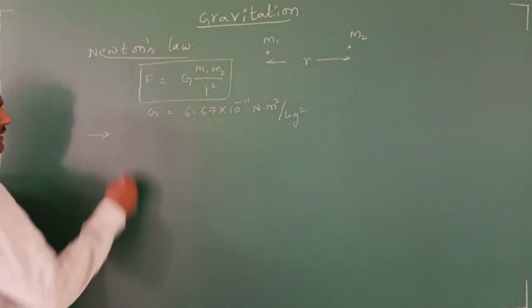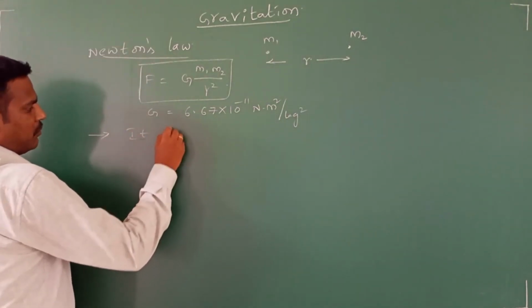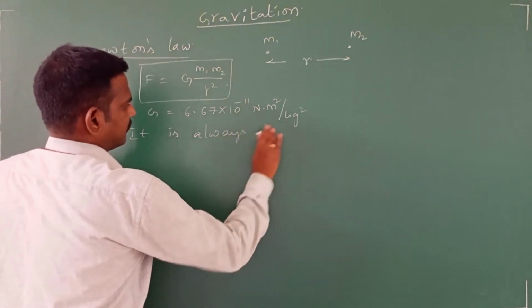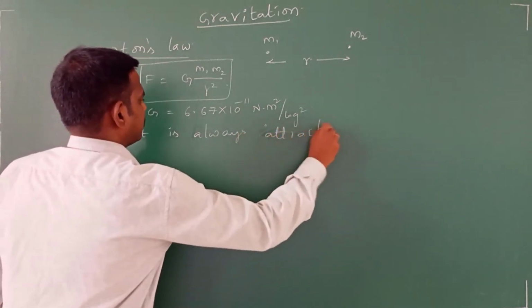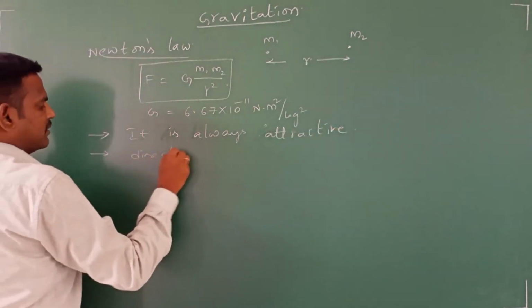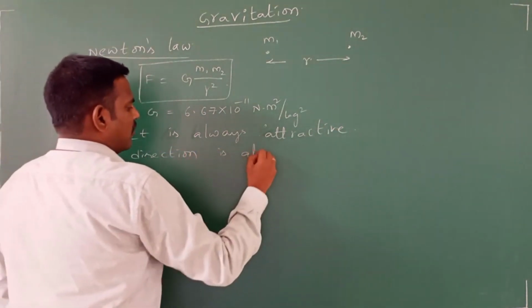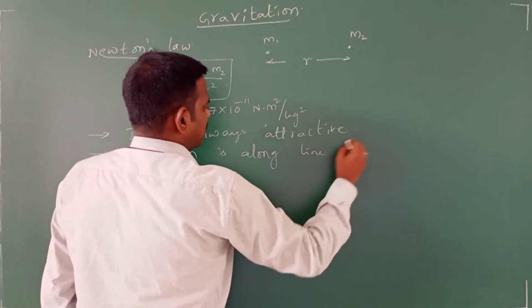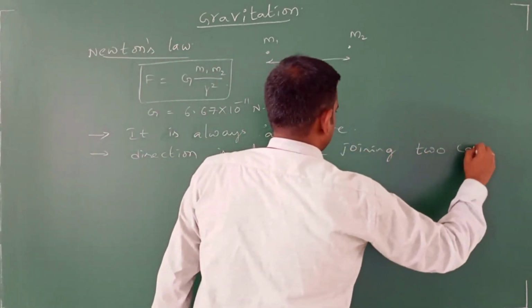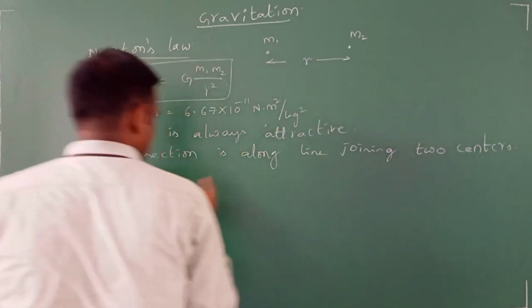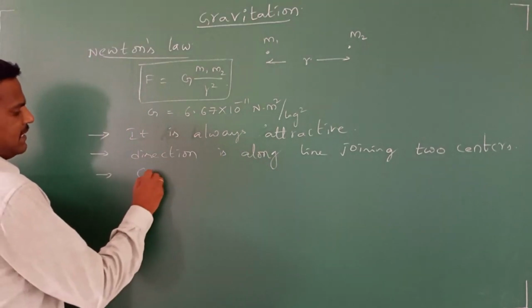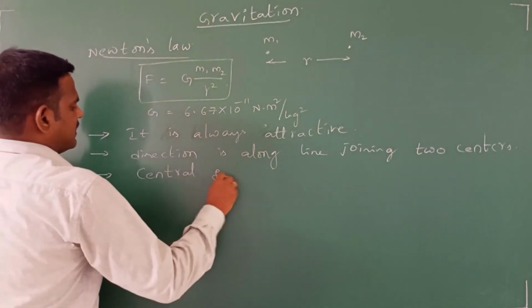The first property is that it is always an attractive force. Its direction is along the line joining the two centers. Since the force of attraction is along the line joining the two centers, it is sometimes referred to as a central force.